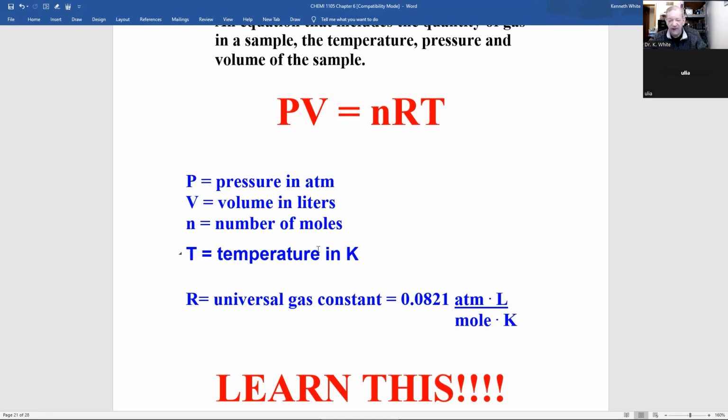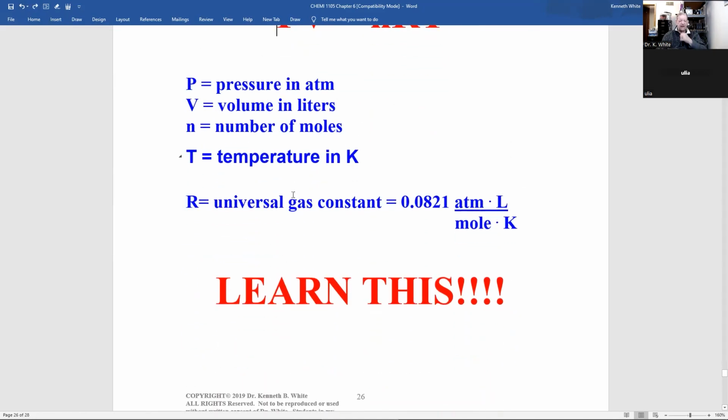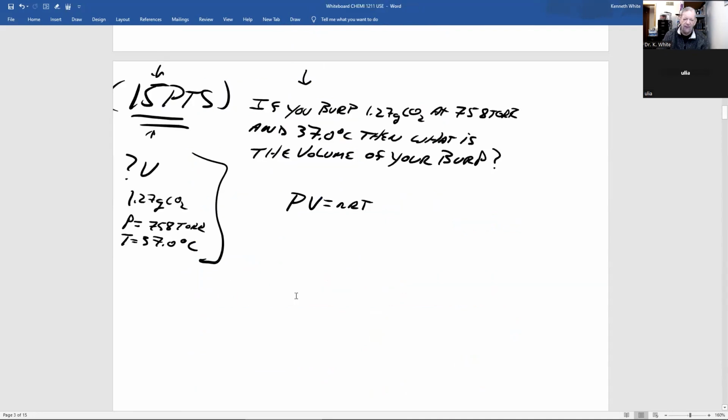You have temperature in degrees C, but you need it in Kelvin. If you do not have these variables in the right units, PV equals nRT will not work. You'll get the wrong answer. So let's get moving because we got a lot of work to do, which is why it's 15 points.